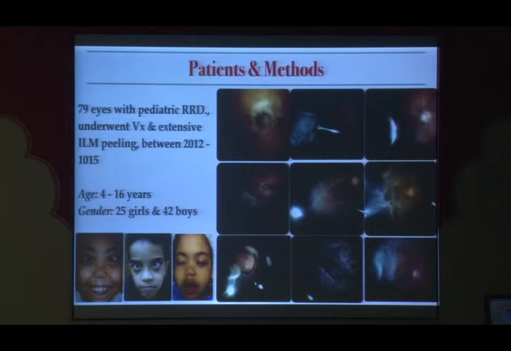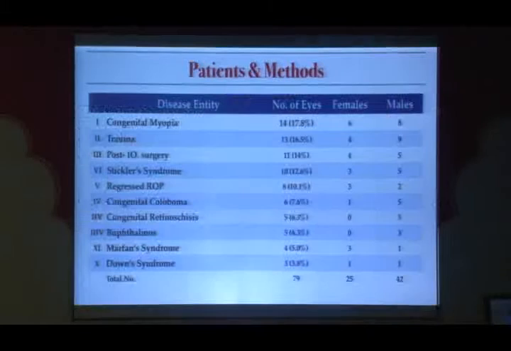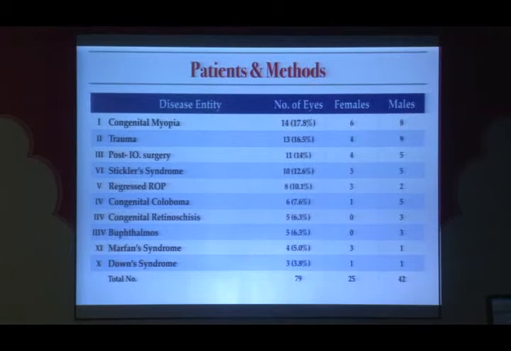The study included 79 eyes with pediatric rhegmatogenous retinal detachment that underwent vitrectomy and extensive ILM peeling. The age of the patients ranged between 4 and 16, and this is the type of disease entity included: congenital myopia, trauma, post-intraocular surgery, mostly cataract surgery, Stickler syndrome, regressed ROP, congenital coloboma, congenital retinoschisis, microphthalmos, Marfan syndrome, and Down syndrome.